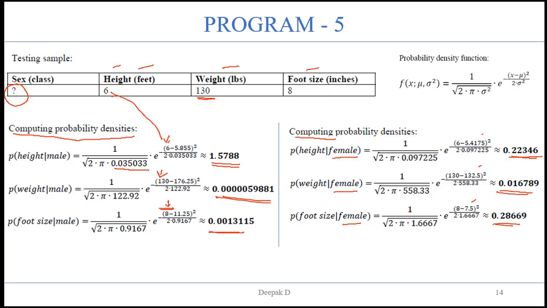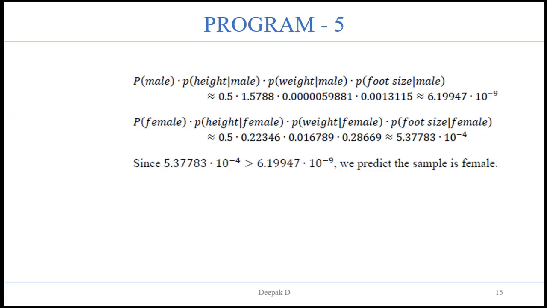So I hope you have understood clearly. Now taking those values, you substitute them in this formula. What is the formula here? The posterior probability of male and also the posterior probability of female. So apply the values for this one and you receive the result.